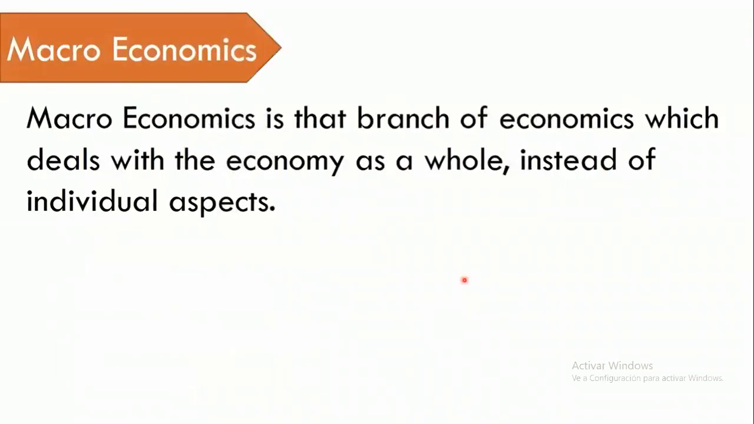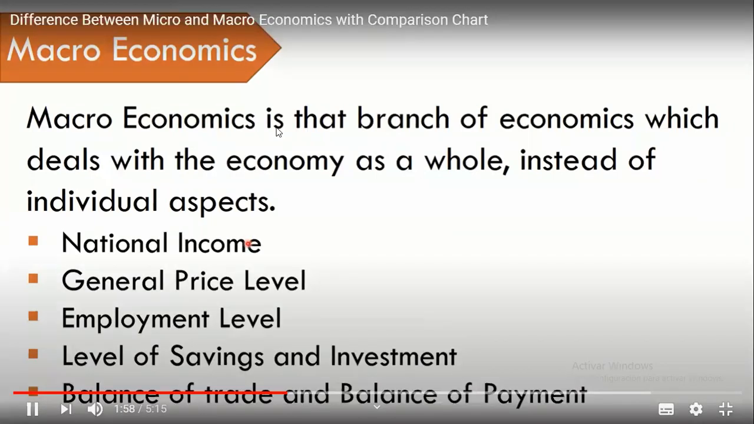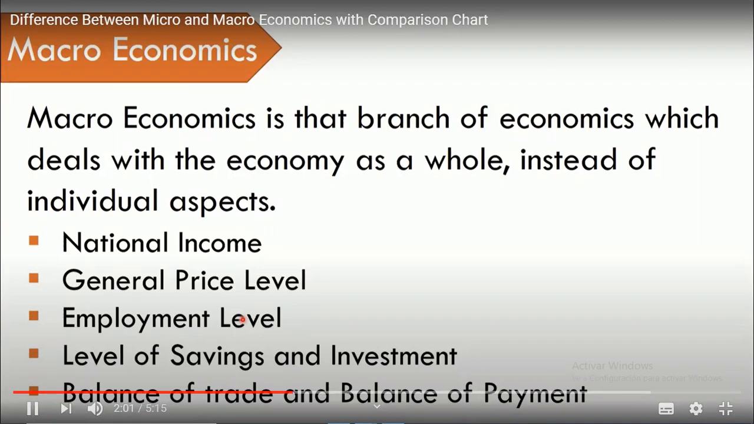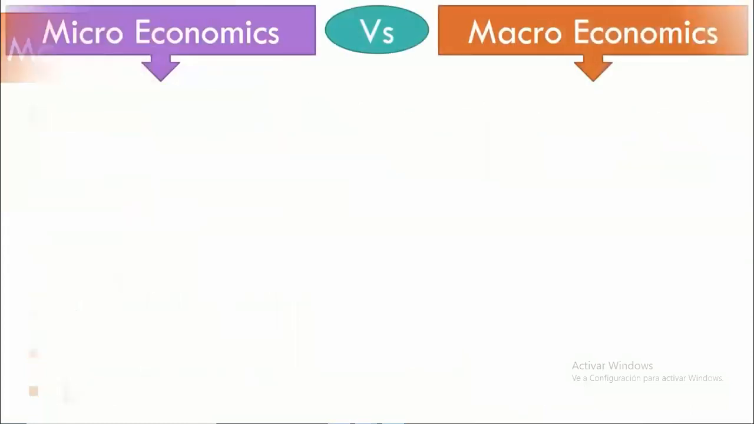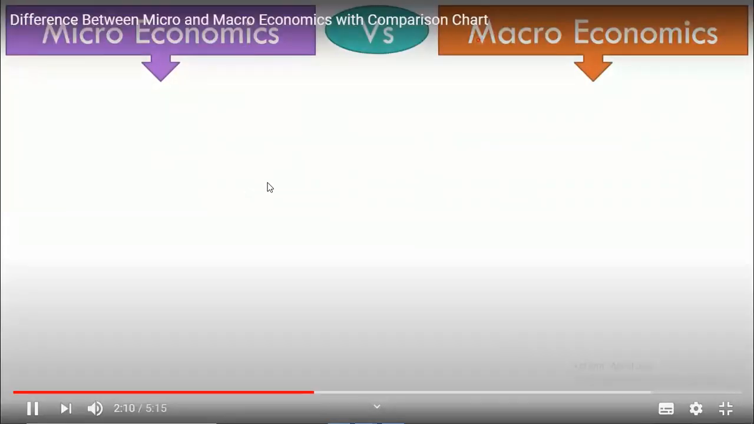Macroeconomics. Macroeconomics is that branch of economics which deals with economy as a whole instead of individual aspects. Hence, here we are going to study the behavior of larger economic variables as in total consumption, total investment, total savings, etc. So, it analyzes the environment wherein the firms, households, consumers and government take decisions. So, macroeconomics covers national income, general price level, employment level, level of savings and investment, balance of trade and balance of payment. Difference between micro and macroeconomics.